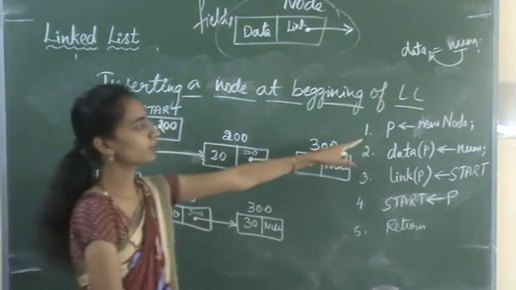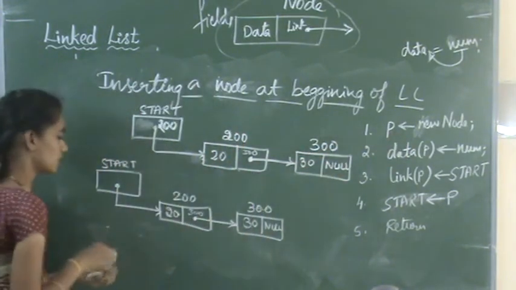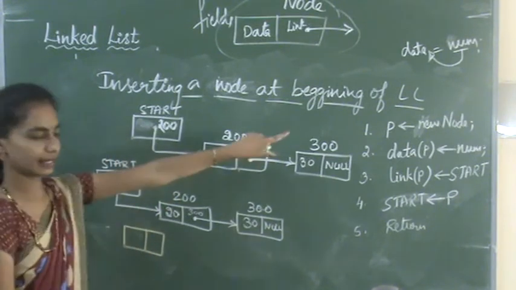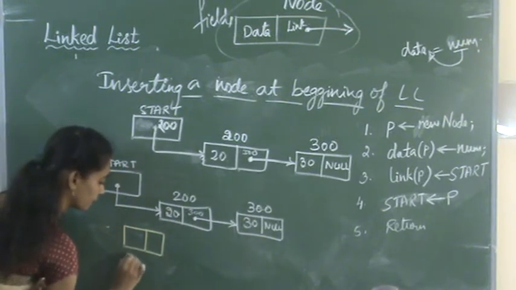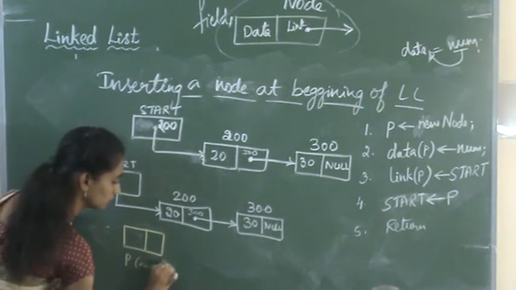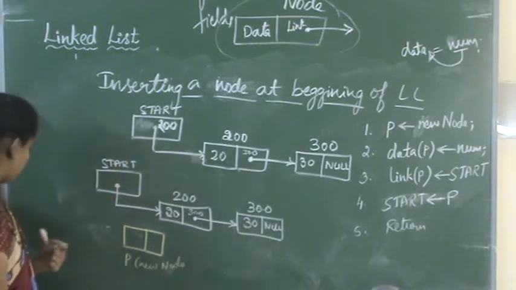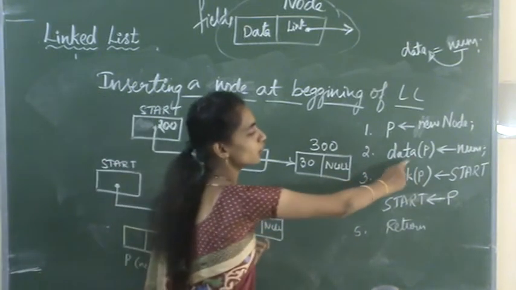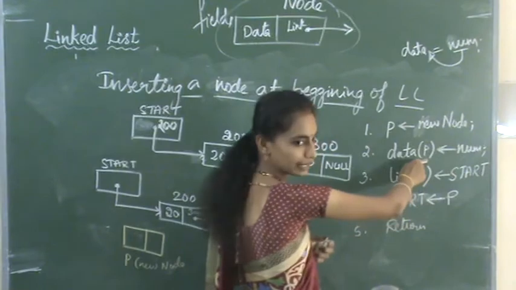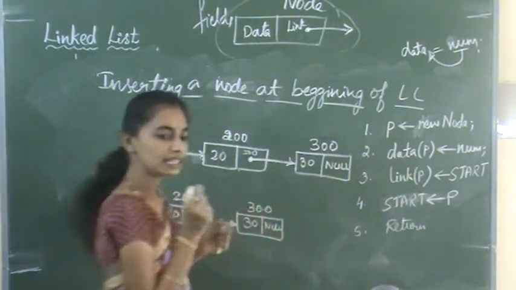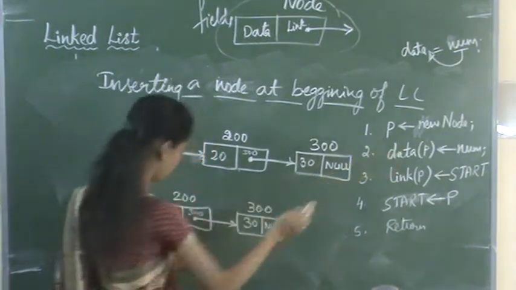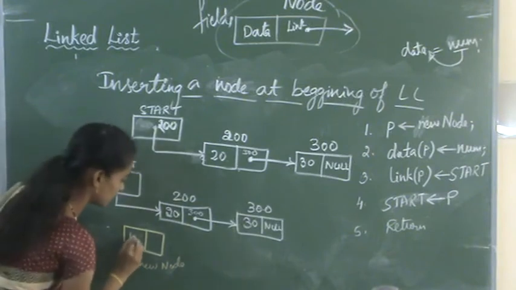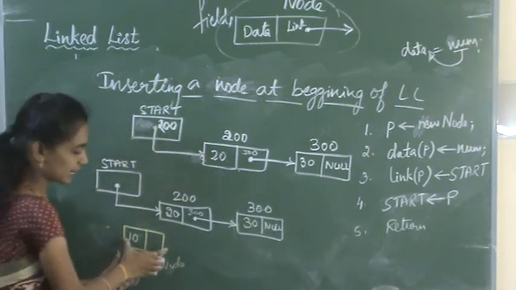First we have to create a new node, right? So I created one new node. That is P, the new node. After this new node, I have to provide the data to the data field of P, right? Data of P means this part, so I have to assign the value to this part. I assign 10. Okay, so the second step is over.